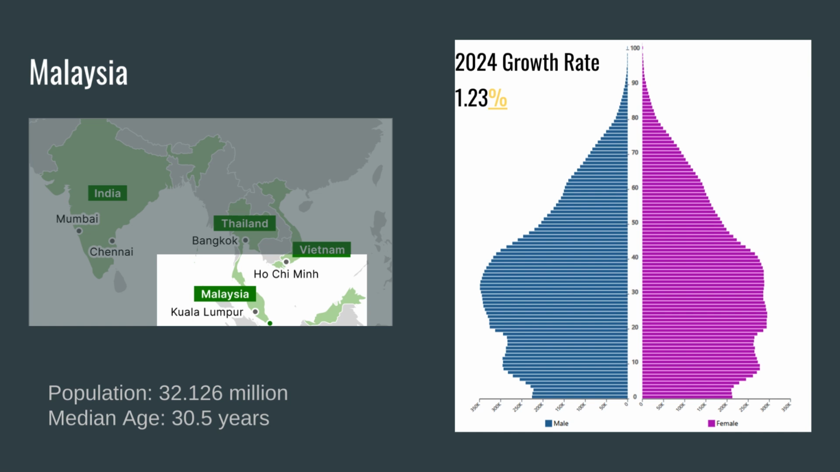Reviewing each country individually, we start with Malaysia. Malaysia, we note, has a population of 32.126 million. We also note a median age of 30.5 years. And when we look at the population distribution, we see that there is a large segment of the population still entering into the workforce, which leads to significant opportunity on the manufacturing end.